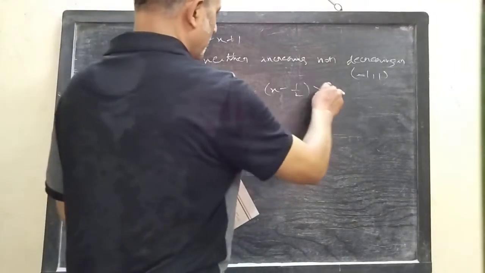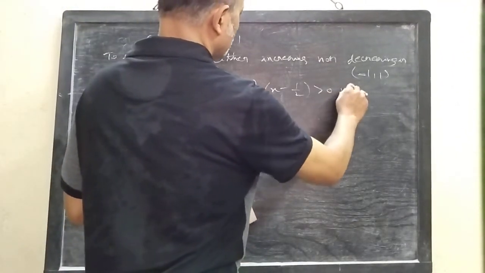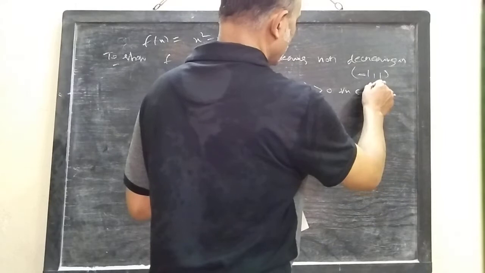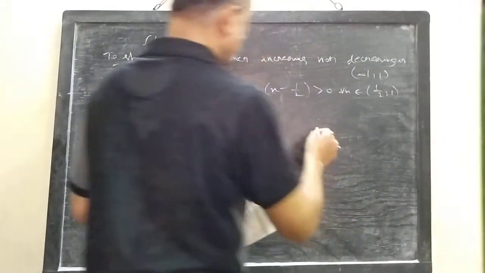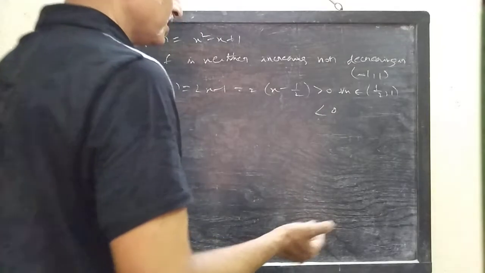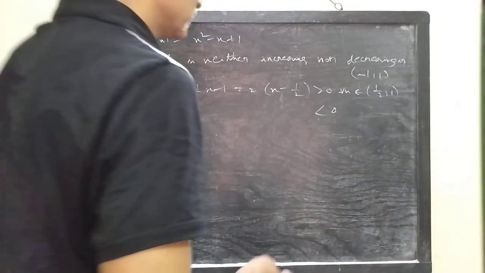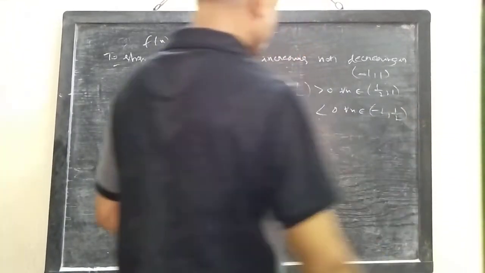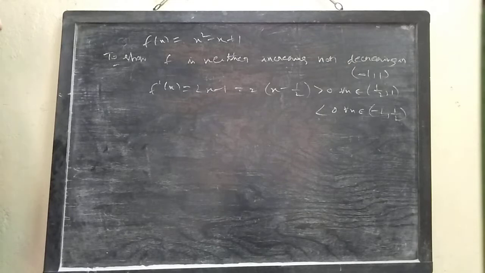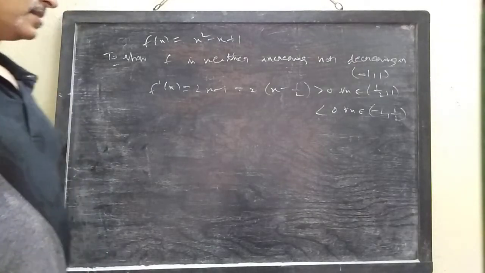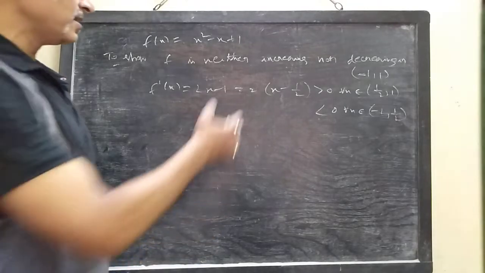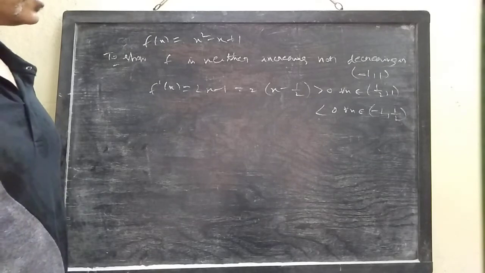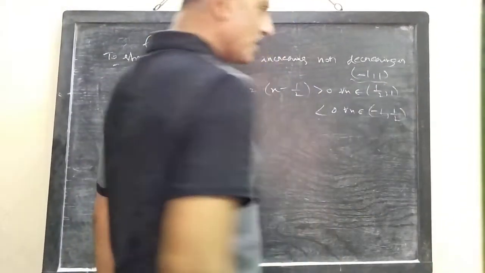So this will be greater than 0 when x is more than half, that is, for all x belongs to half comma 1, and this will be less than 0 when x is less than half, for all x belongs to minus 1 to half open. So the monotonicity of function is not maintained in this interval, because in a portion of the interval it is increasing, in a portion of the interval it is decreasing. So we can say the function is neither increasing nor decreasing in the total interval minus 1 to 1.